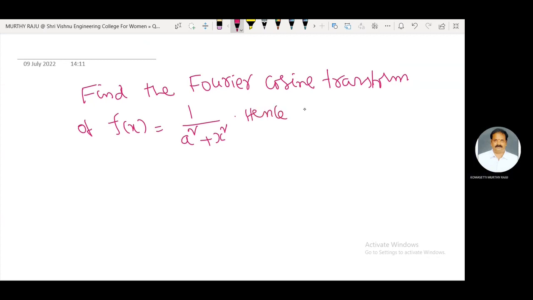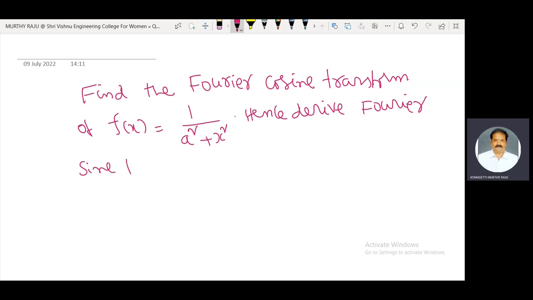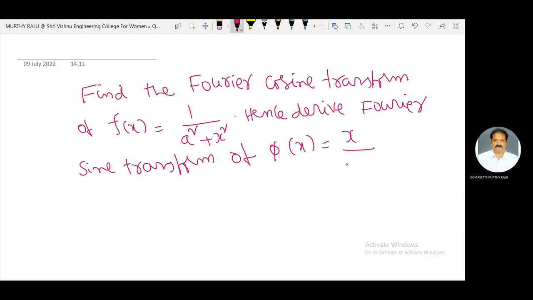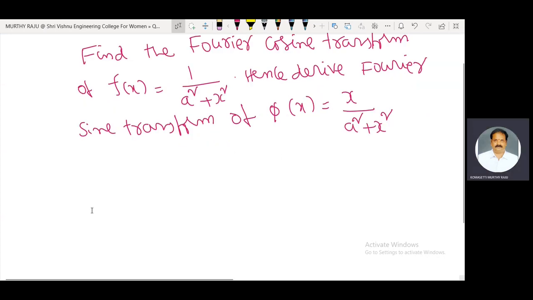Hence, derive the Fourier sine transform of phi of x is equal to x by a square plus x square. Solution.